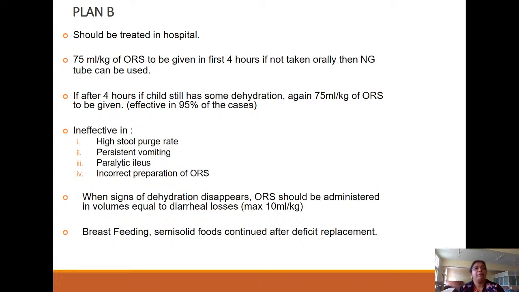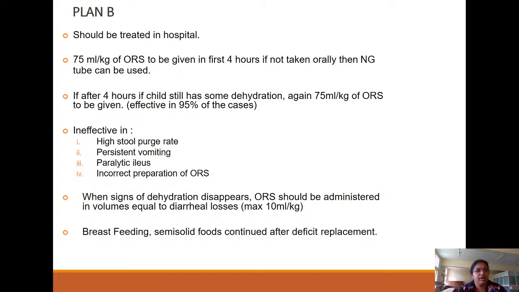Now plan B. Plan B should always be treated in the hospital. That is, a child who is becoming irritable, who is having excessive thirst, decreased urine output and is not able to feed properly. So you have to treat this child in the hospital. 75 ml per kg of ORS, because he needs supervised treatment, as he may land into plan C or severe dehydration. So 75 ml per kg of ORS is to be given in the first 4 hours.